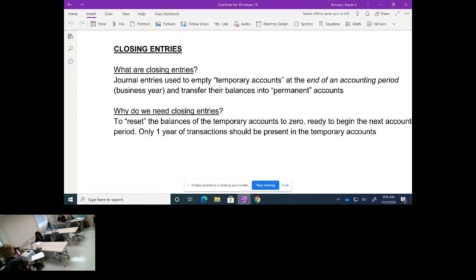Remember me telling you, you have to zero out the income and expense accounts at the end of every year so that you can start with a clean slate. That way you can track year to year how the business is doing in that particular year. You don't want to just keep the sales numbers and expense numbers building year after year. You want to be able to differentiate between years. That's why we do it, because only 1 year of transactions should be showing at a time in what we call temporary accounts.